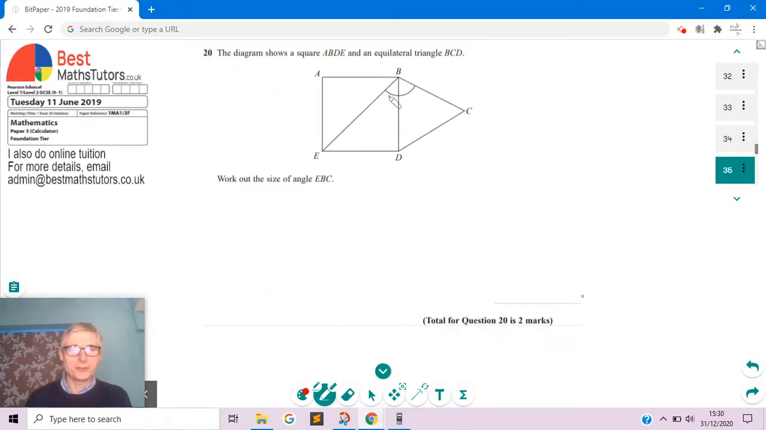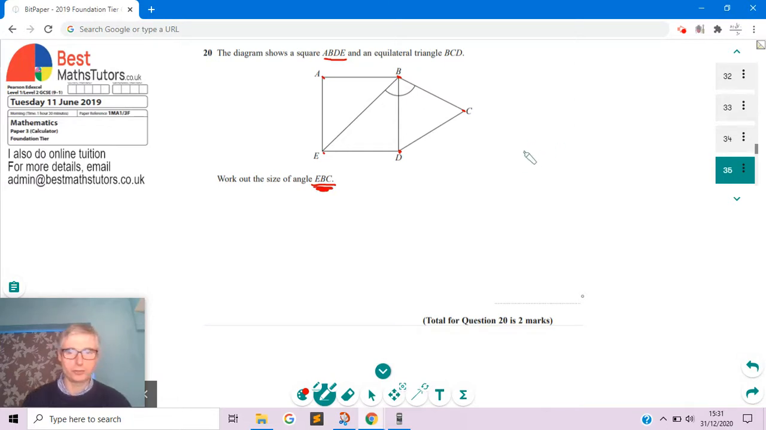So now looking at question 20, we've got this diagram which shows a square, ABDE. So ABDE, that's the square. And we've got an equilateral triangle, which is BCD. And what we've got to do is work out the angle EBC. And EBC is 3-letter notation for an angle.